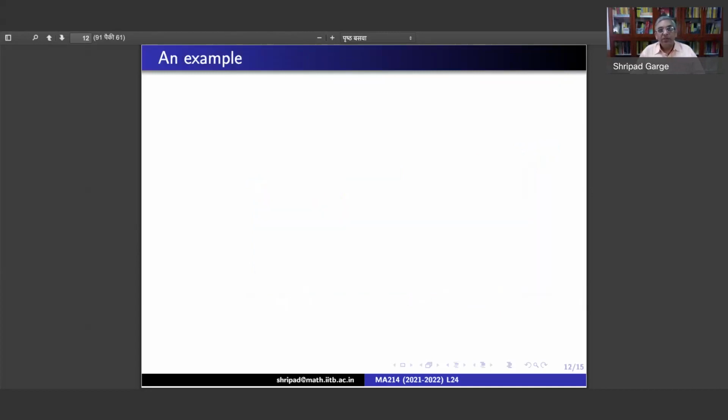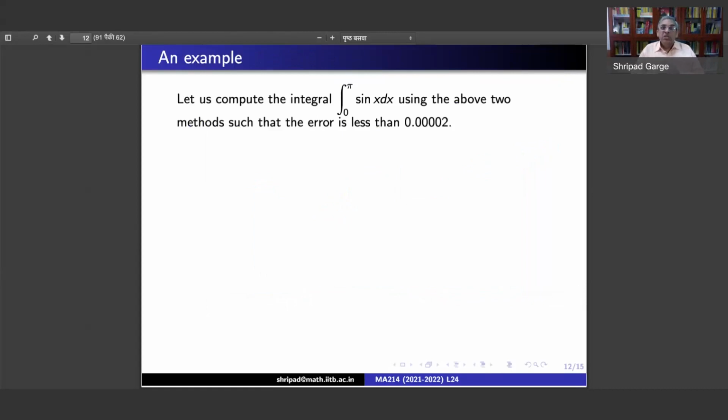Let's do an example for these and compare the various composite rules. So suppose we compute this integral from 0 to pi of sin x dx using the above methods, and we want the error to be less than 0.00002. So we have this requirement on the error, and we are going to define our h accordingly. So that's what we will have to do.